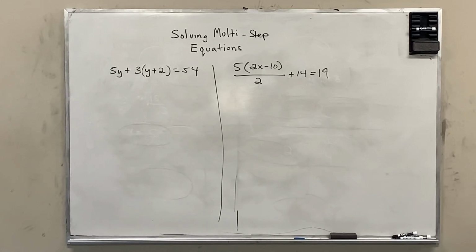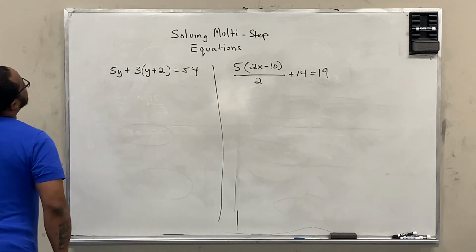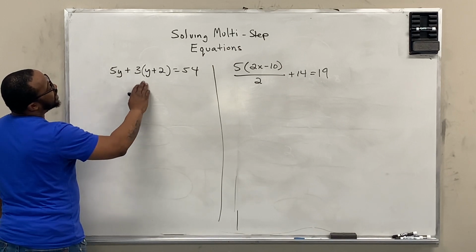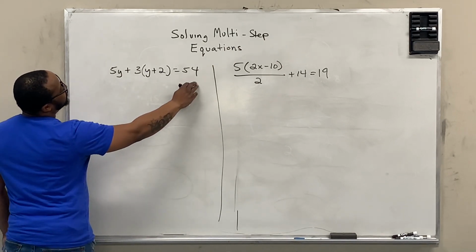Hello everybody, this is my second video on solving multi-step equations, okay? So this first equation over here is 5y plus 3 times y plus 2 equals 54.